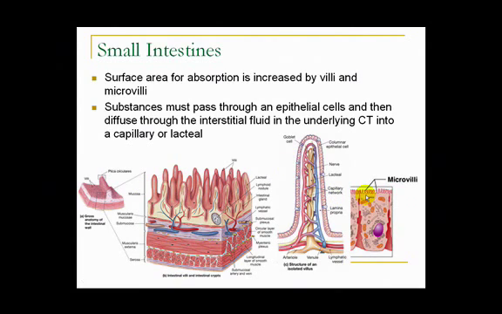For absorption to occur, in the connective tissue under the epithelium, in the submucosal area, you have blood vessels, and you also have a lymph vessel, which is called in the small intestines a lacteal. So what will happen is the nutrients, for it to be absorbed, need to pass from the apical surface of the epithelium through the epithelial cell and then into the blood or the lymph. Okay, so the nutrients are going to be absorbed through this epithelial cell.